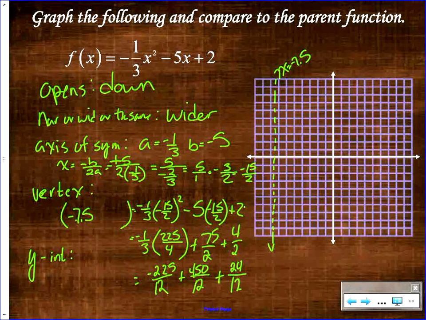Okay. So minus, someone have a calculator? You have one. Minus 225 plus 450. Nick, yeah, he put the negative in there. And then plus 24. Gives us what? 249 twelfths? And 249 divided by 12 is what, honey? 20.75.